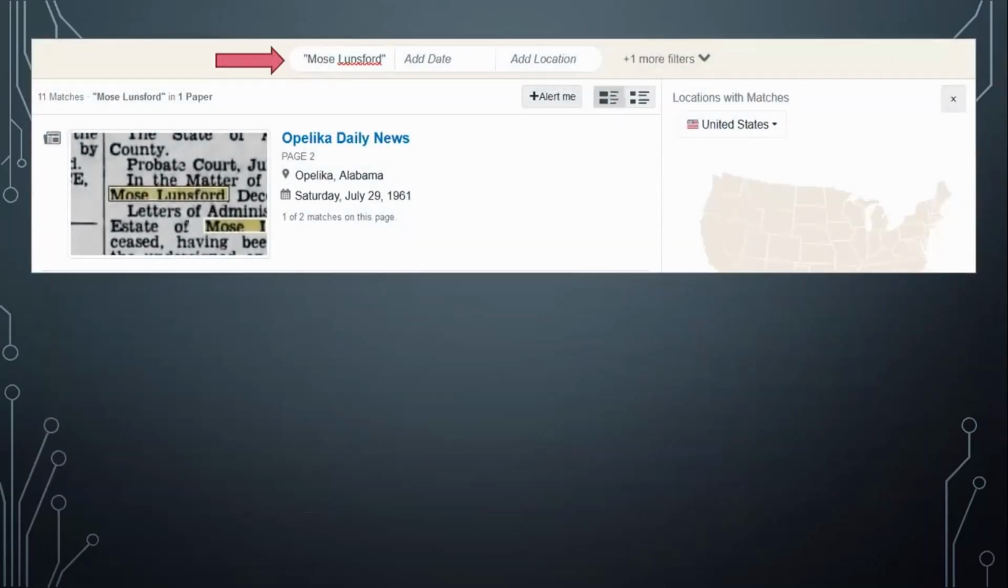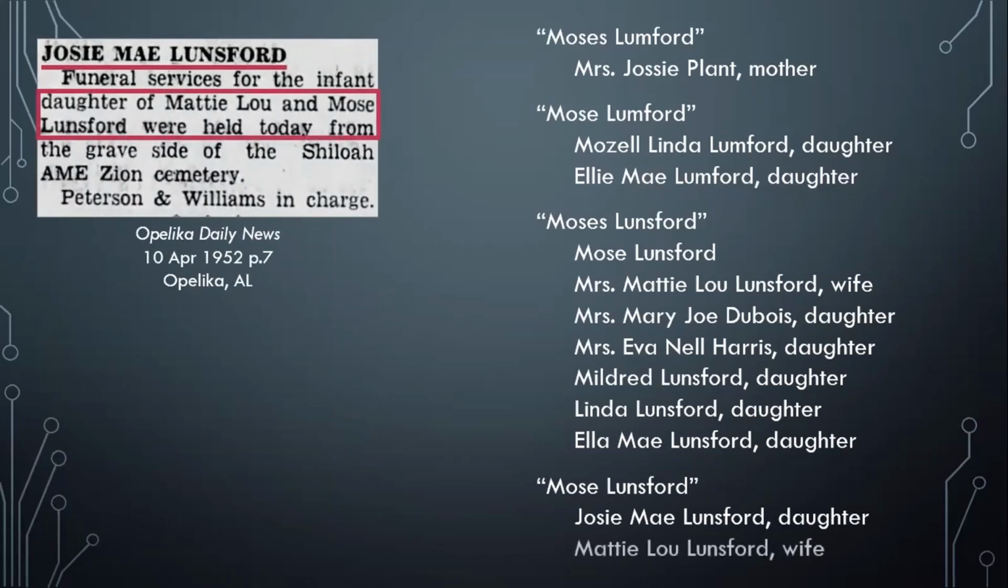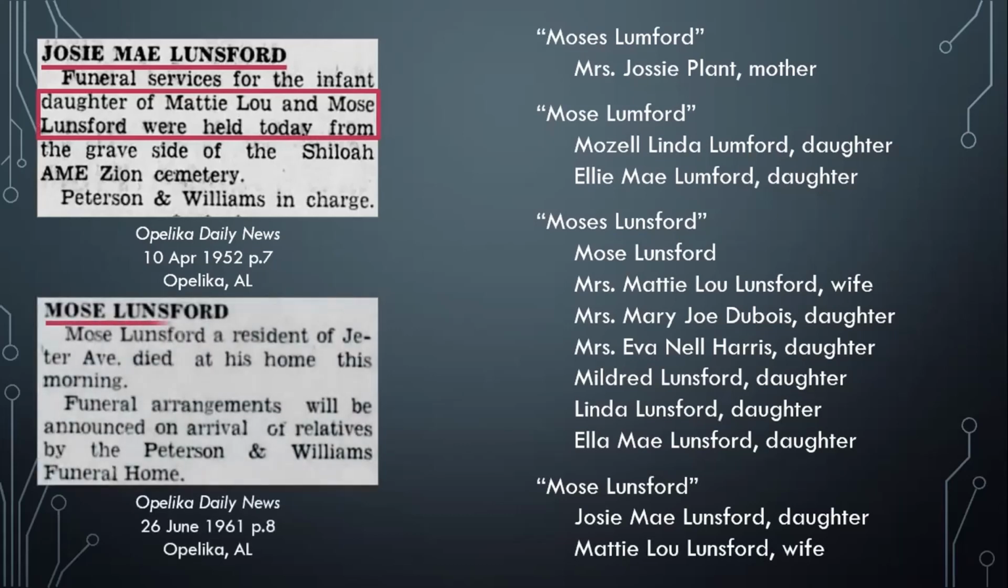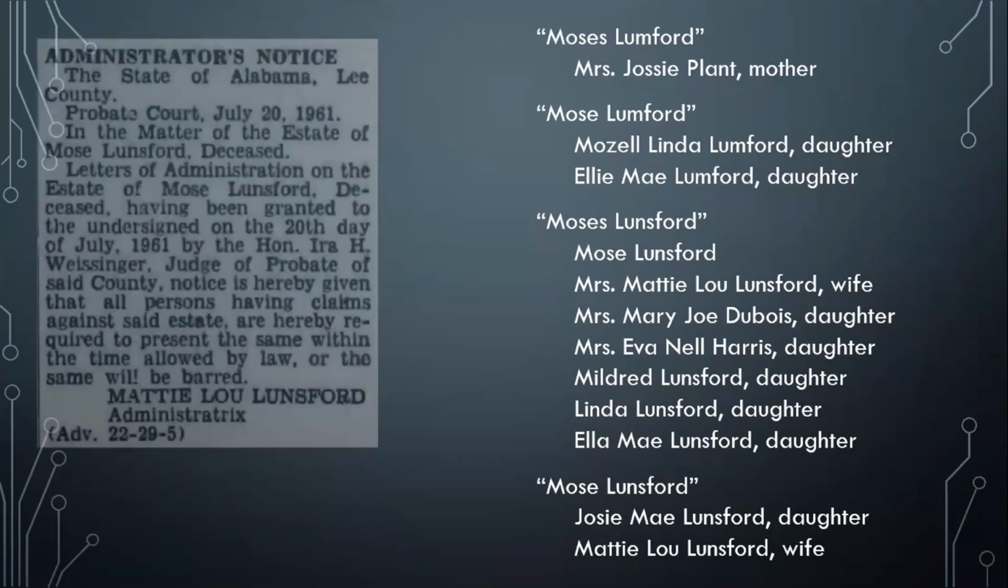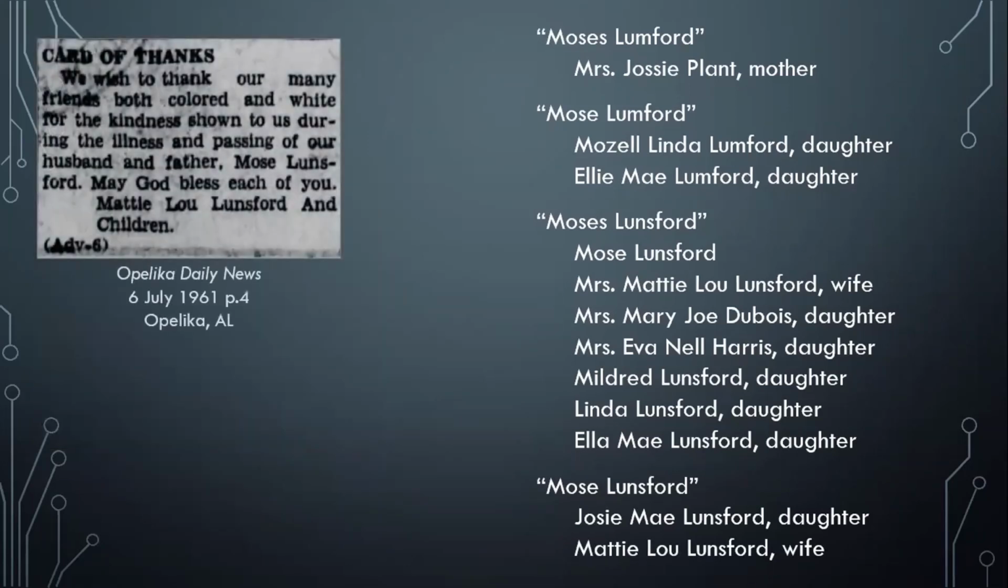And when I look for Mose Lunsford, I get 11 matches. So when I drop the S, I get 11 matches, including one for his daughter, Josie May Lunsford, and it names him and his wife. One for him. One where his wife and his children are thanking those, an administrative notice for his estate, where his wife is the executor, and a thank you notice from his wife and children for people who were kind at the passing of Mose Lunsford. So these are the kinds of articles that you can get on the family, but look at the way we had to search for his name, all the variants we had to do to be able to find information.